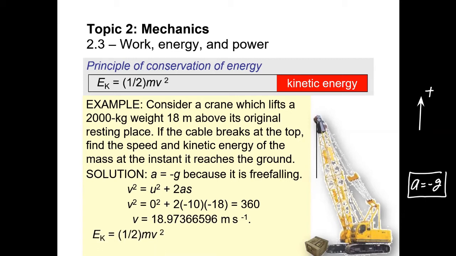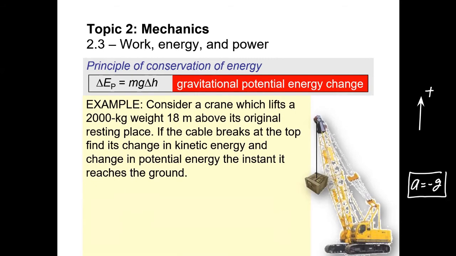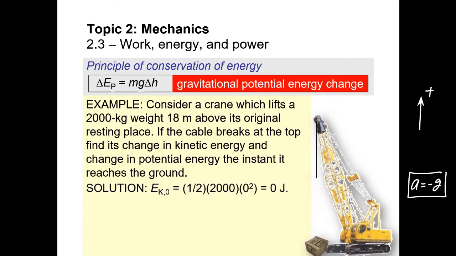And we plug into the kinetic energy formula: 1/2, mass is 2,000, and velocity is approximately 19 squared, and we get 360,000 joules. If the cable breaks at the top, find its change in kinetic energy and the change in potential energy at the instant it reaches the ground. Initial kinetic energy is 1/2 times the mass times initial velocity squared, which is 0, since initially the box is at rest. Final kinetic energy is 360,000 joules from the last slide.